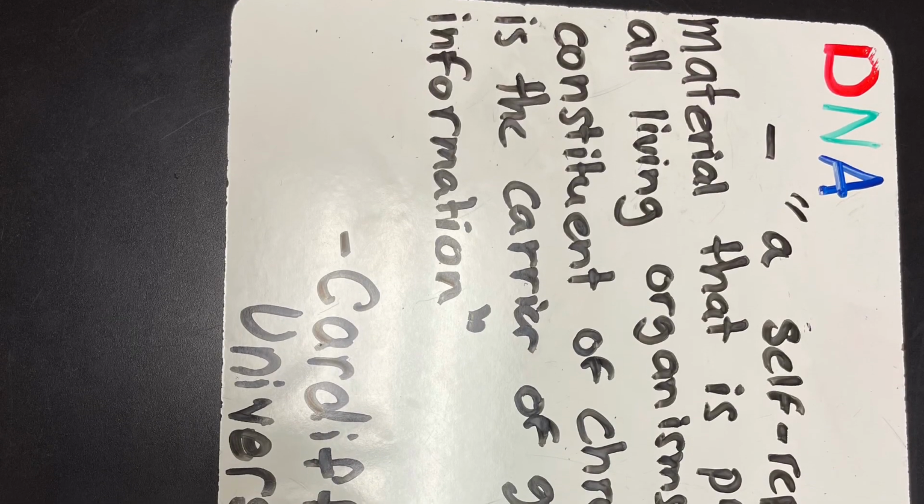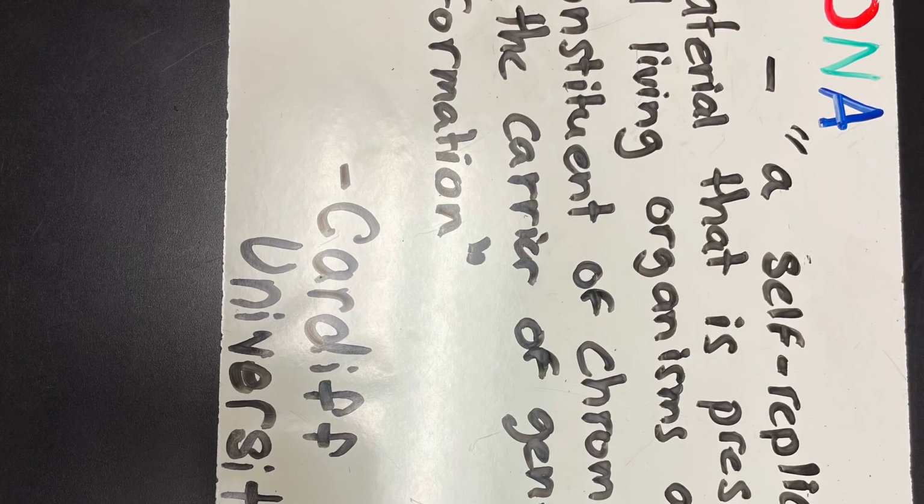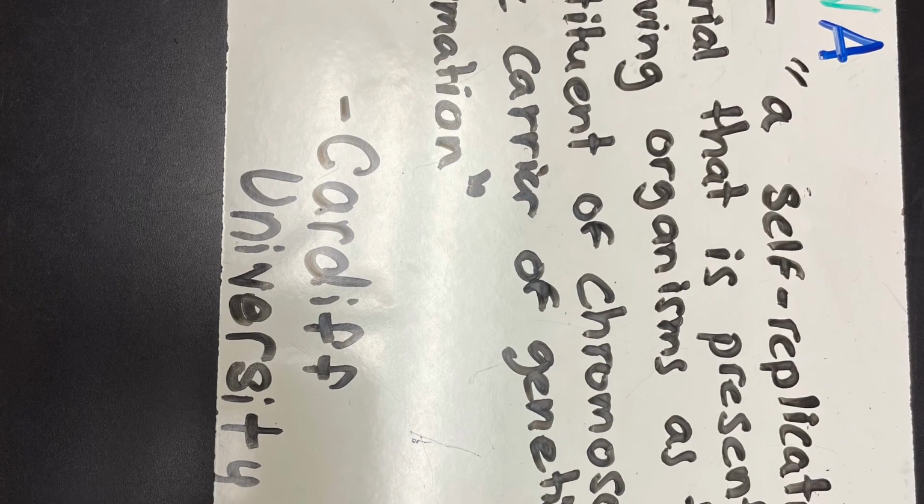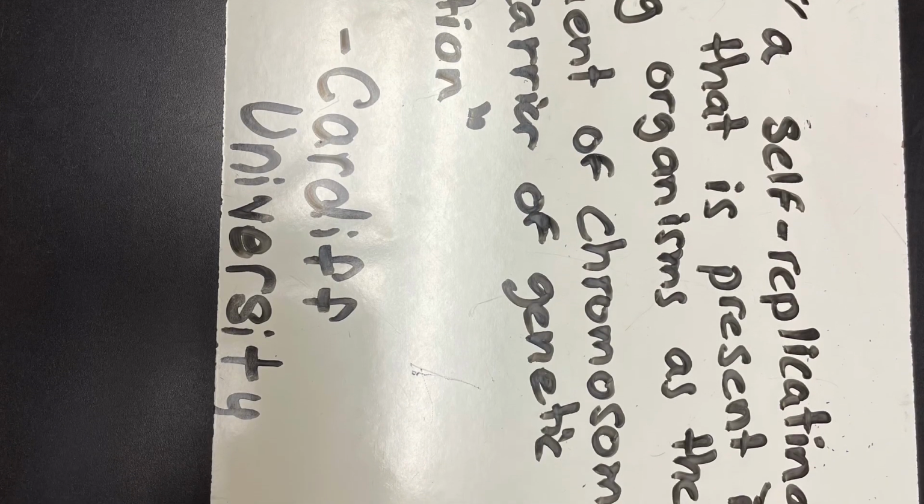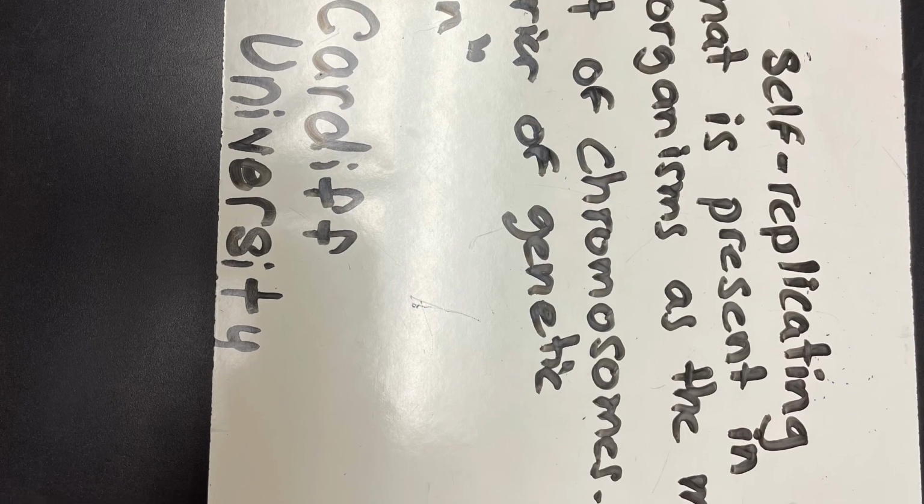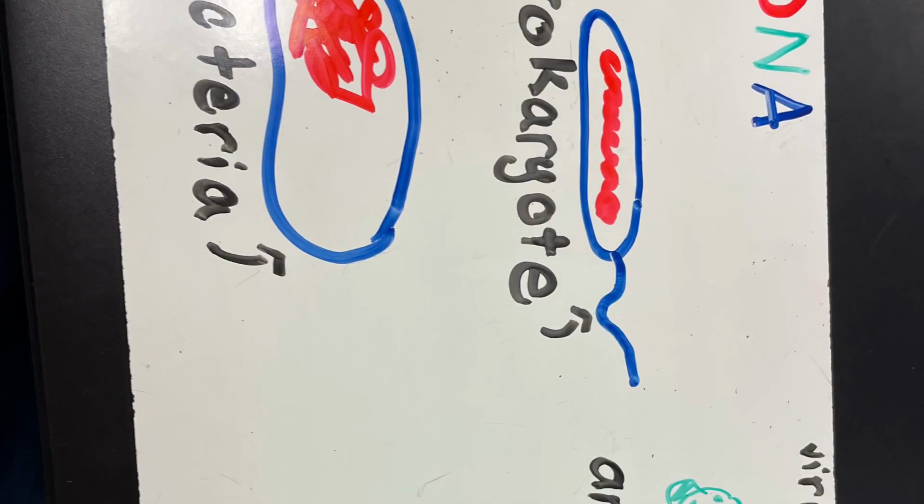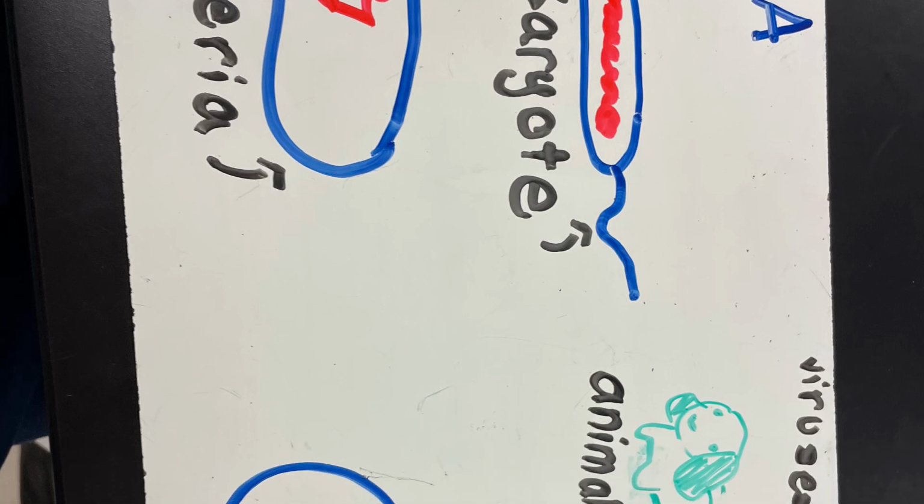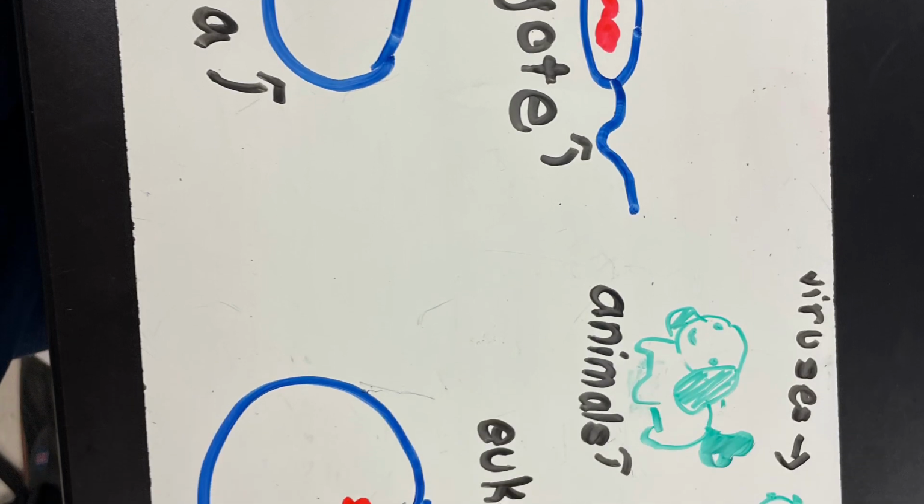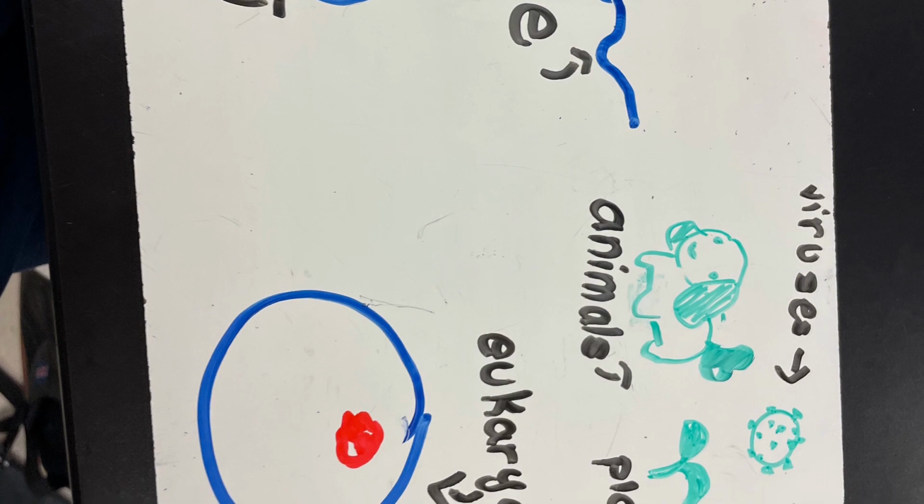DNA is a type of nucleic acid. DNA is a self-replicating material that is present in nearly all living organisms as the main constituent of chromosomes. It is the carrier of genetic information. All living things have DNA within their cells, from prokaryotes to eukaryotes and everything in between. In this video, you will learn about the structure of DNA and the replication process.